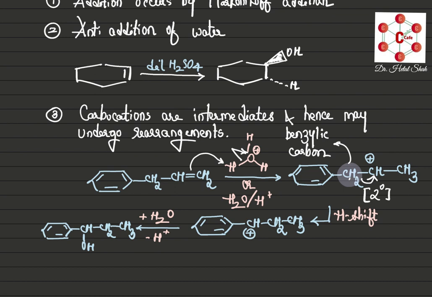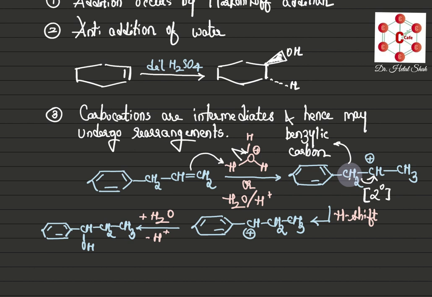So what difference would it make if instead of taking water with acid, I take HX, HCl or HBr? Doesn't make any difference. The first step would still remain the same, H plus addition. Rearrangement would still occur. And in the last step, instead of writing plus H2O, I would write plus X minus. That's it.